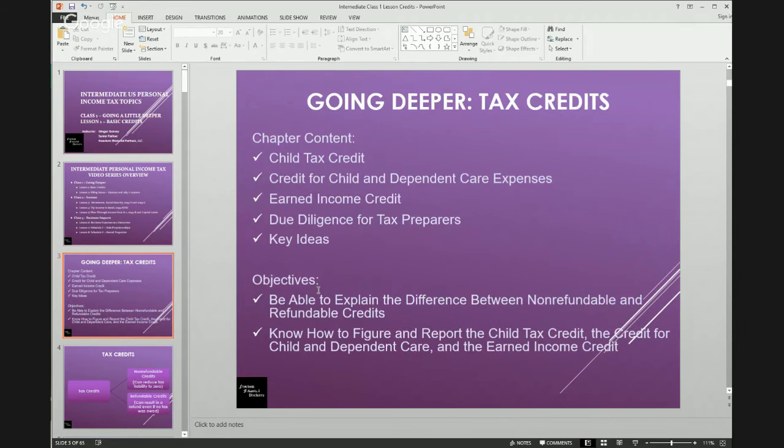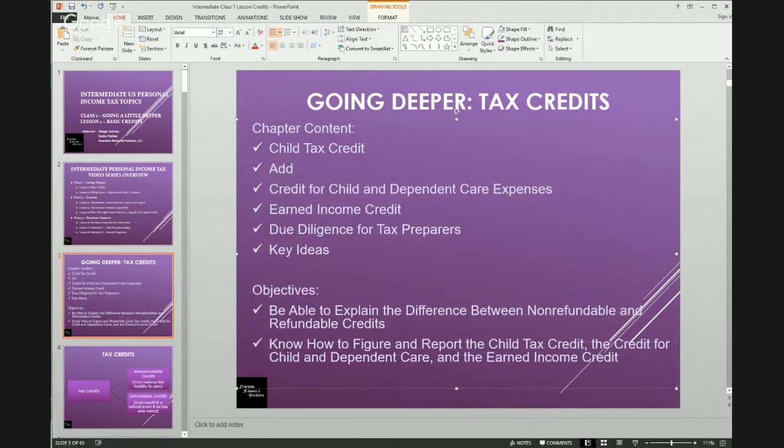So in this lesson, we're going to be covering the child tax credit, the credit for child and dependent care expenses, and the earned income credit, as well as additional child tax credit. There's one more in here. As a matter of fact, I'm just going to add it in. Additional child tax credit.